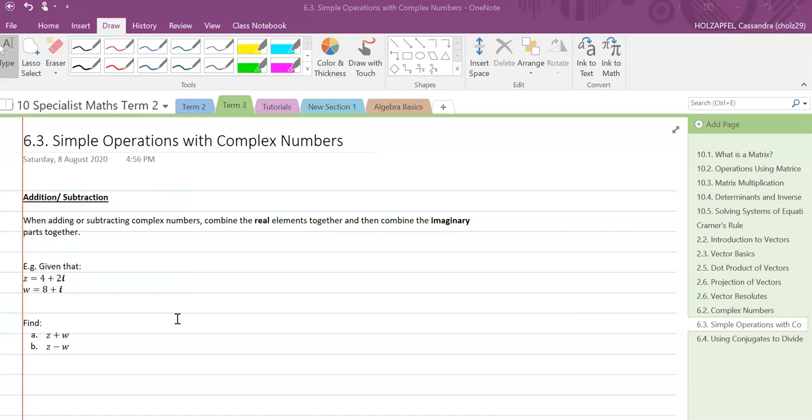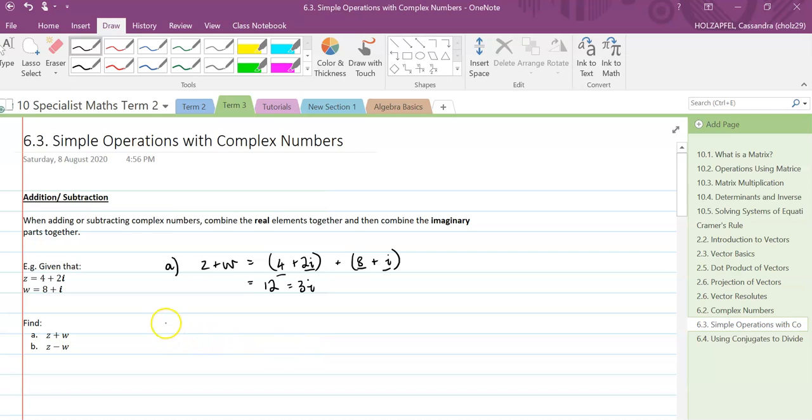So I've got a simple example here. We've got two complex numbers, z is equal to 4 plus 2i, and w is equal to 8 plus i. So two questions here. We're going to find the addition of z plus w. So to do that, z plus w is going to be equal to 4 plus 2i plus 8 plus i. So we're going to combine the real parts together, so that's going to be equal to 12. And the imaginary parts together, so that's going to be equal to 3i.